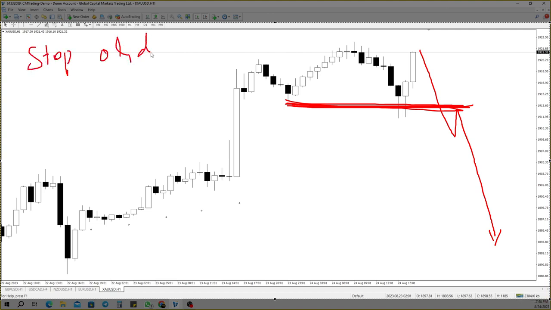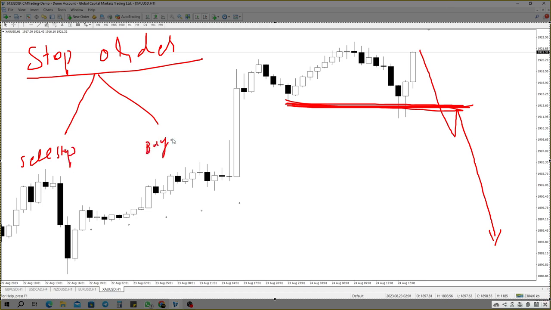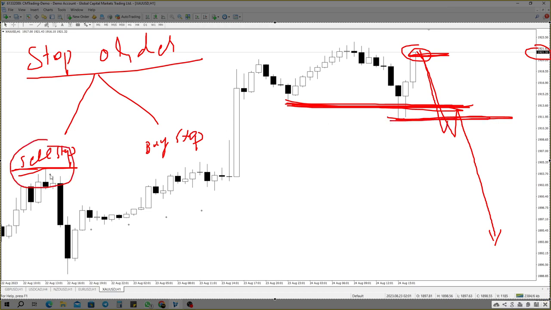Stop order. So stop order, again, will have two types: a sell stop and a buy stop. If you want to enter a sell trade below the current price, so this is the current price, right? But you want to enter a sell right here. That means if the price drops lower, then your sell order would be executed. So you are going to use a sell stop. A sell stop is a pending order that will be executed once the price breaks below a certain area.